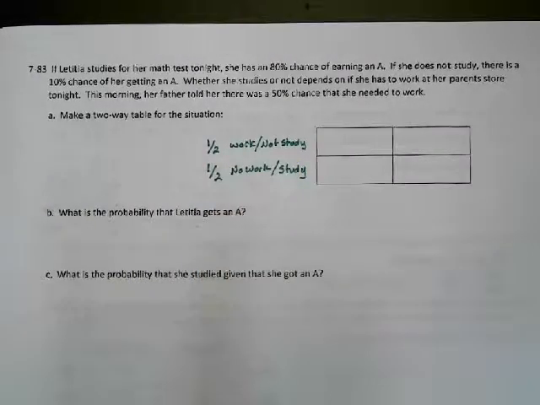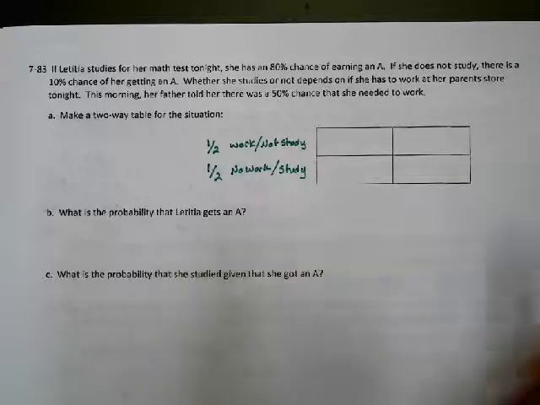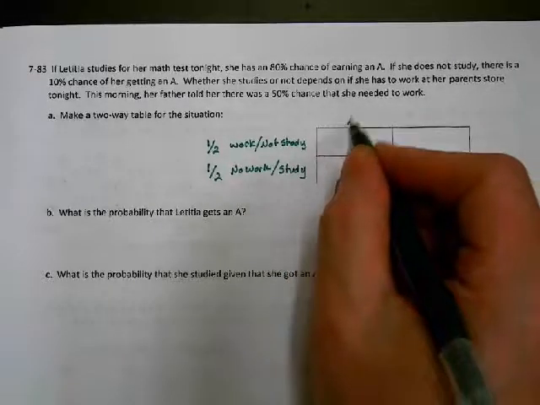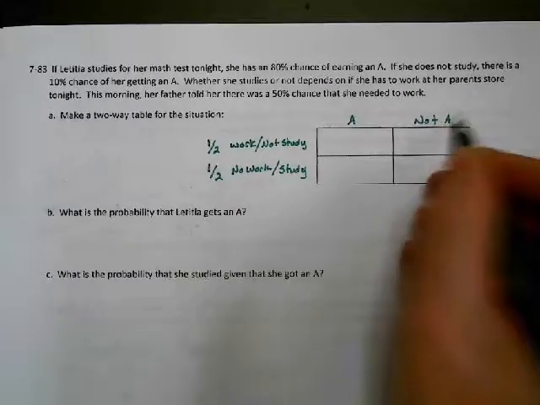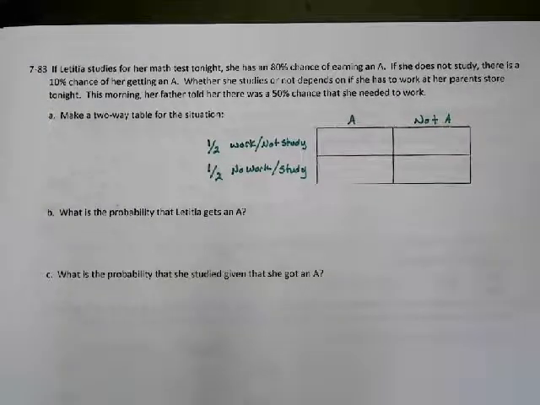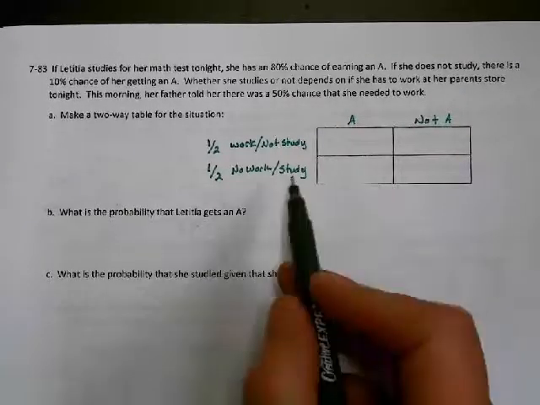Now, our percentages are different depending on if she's going to work or she's not going to work. So we're going to look at, is she going to get an A or is she not going to get an A? Okay, so these are going to be different based off of whether she studied or not. So let's go ahead and look at this part here about her studying.